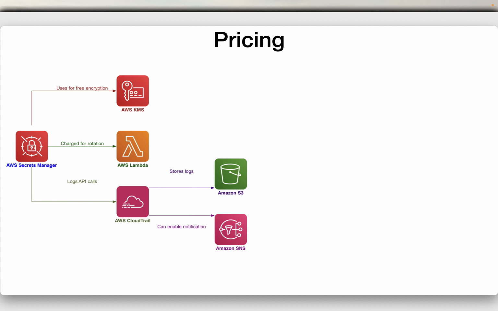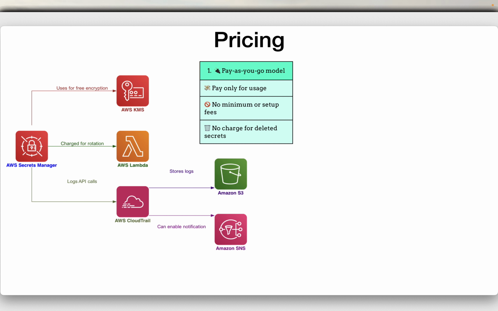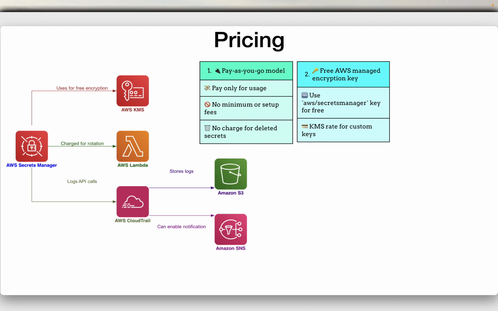Talking about pricing, with Secrets Manager, you only pay for what you use with no minimum or setup fees. There is no charge for secrets marked for deletion. You can use the AWS managed key, which is aws/secretsmanager, created by Secrets Manager to encrypt your secrets for free. However, if you create your own KMS keys, you will be charged at the current KMS rate. So Secrets Manager itself uses a key called aws/secretsmanager, and by default this key is used. So if you are using that, you are not charged anything.